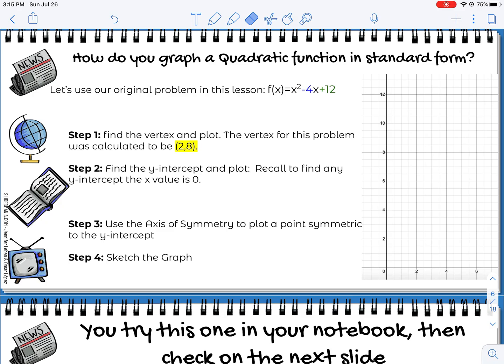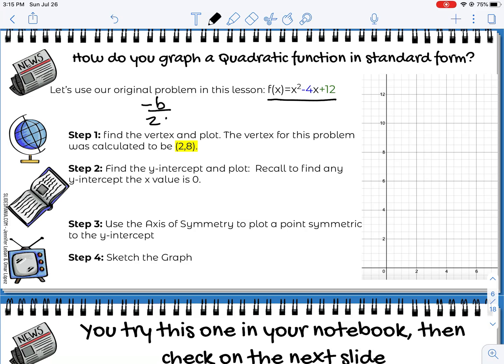Okay, in this video we're going to look at quadratic functions in standard form and how you graph them. Previously we have graphed in vertex form, we've graphed in factored form, so now we're going to do standard form. This is from our previous problem. We did this one earlier in your notes, and the first thing we always want to do is find our vertex, and we want to plot that on the coordinate plane.